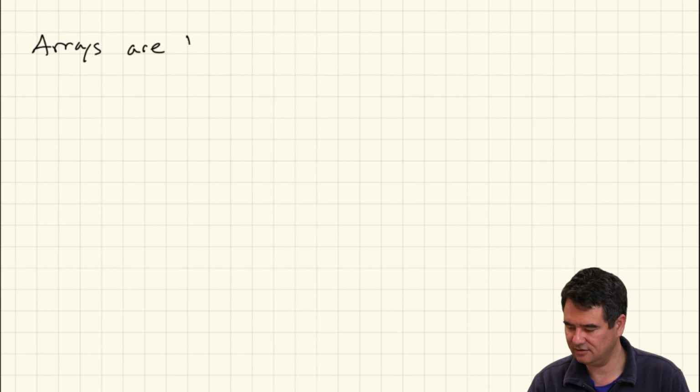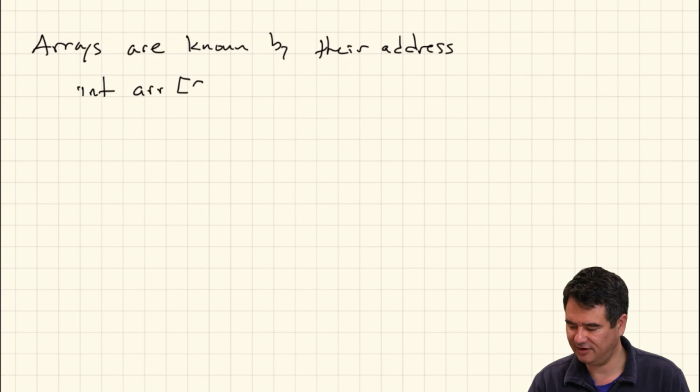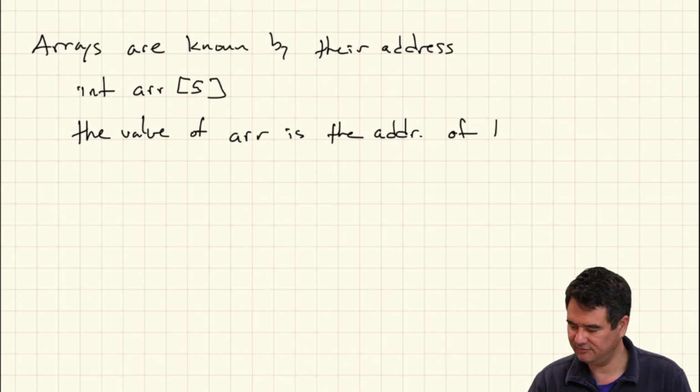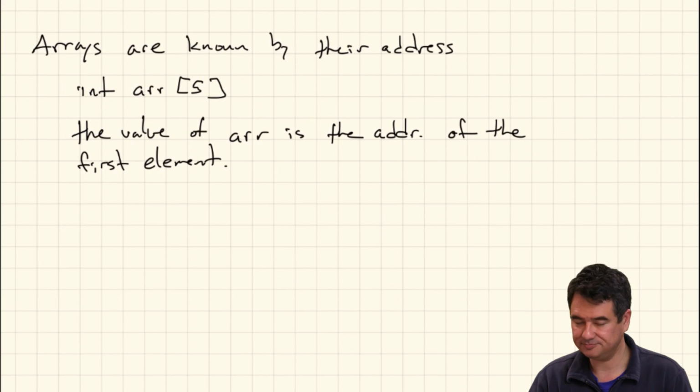Arrays are known by their address. So if we say int arr bracket 5, the value of arr is the address of the first element. When you want to pass an array to a function, you don't have to get the address of the array because the variable name already is an address.